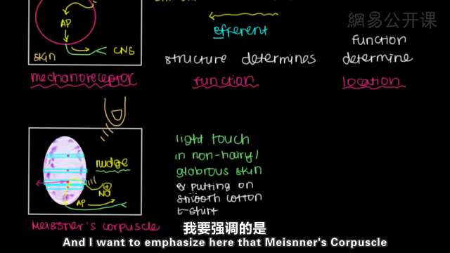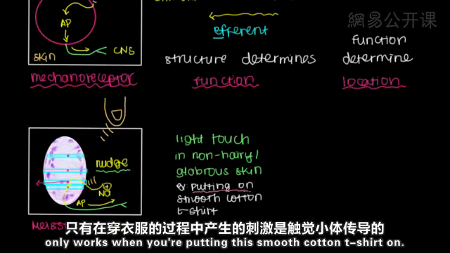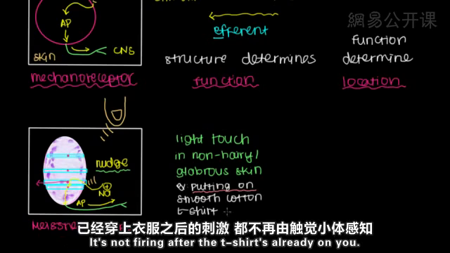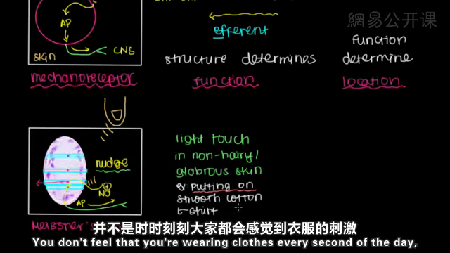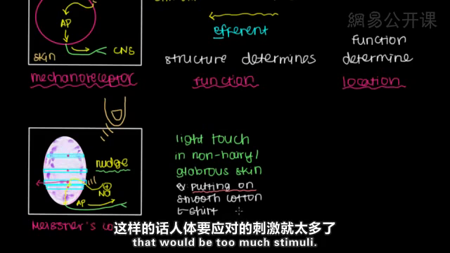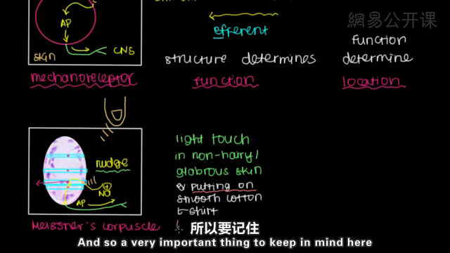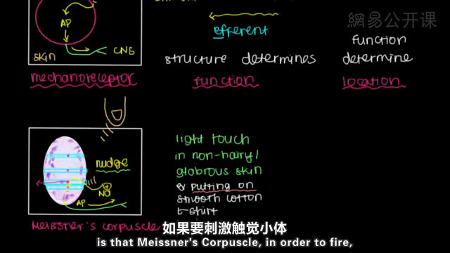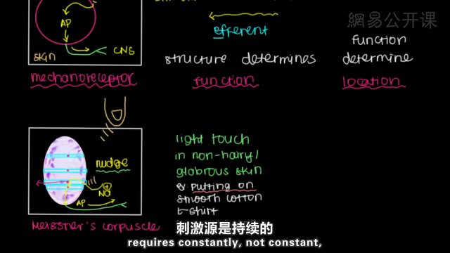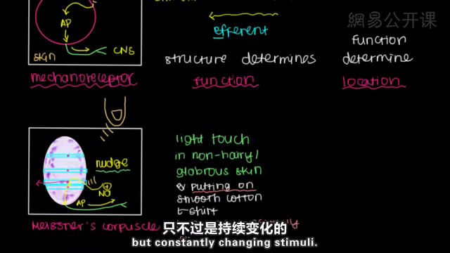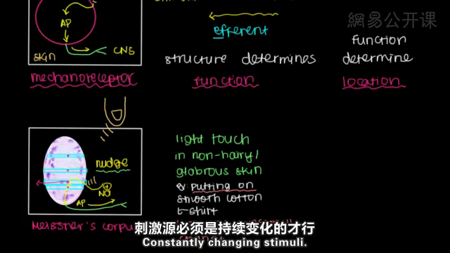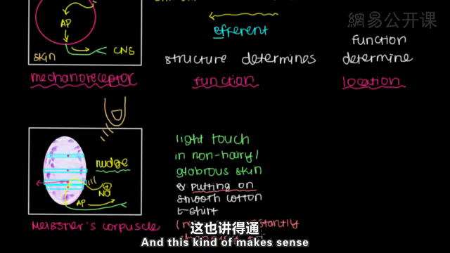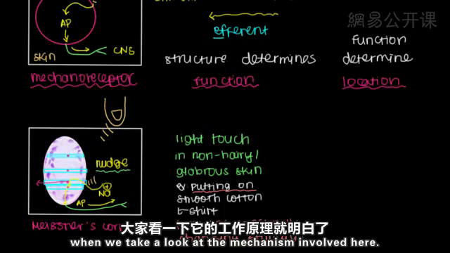And I want to emphasize here that Meissner's corpuscle only works when you're putting this smooth cotton t-shirt on. It's not firing after the t-shirt's already on you. You don't feel that you're wearing clothes every second of the day. That would be too much stimuli. And so a very important thing to keep in mind here is that Meissner's corpuscle, in order to fire, requires constantly, not constant, but constantly changing stimuli. Constantly changing stimuli.